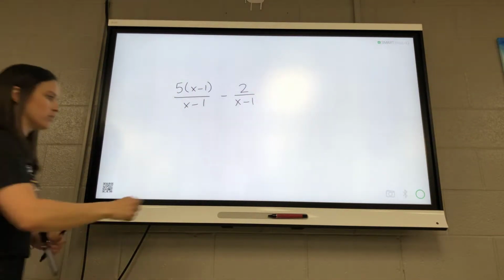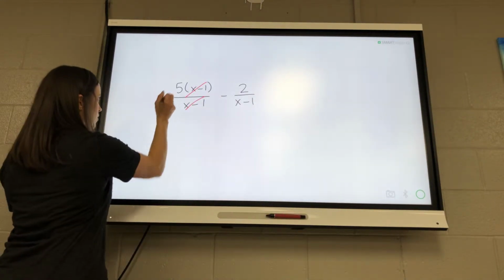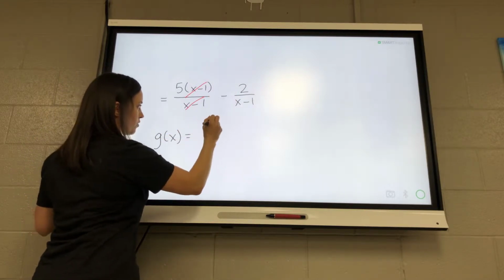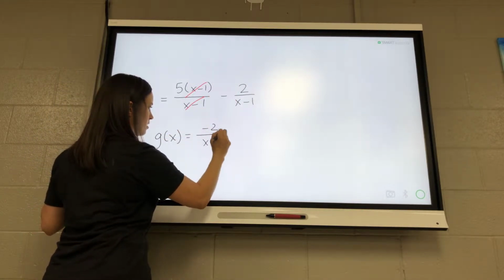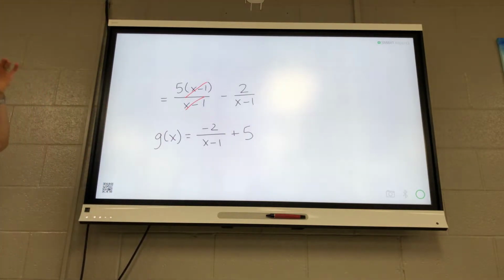Okay, so we had canceled this. We were looking for g of x. So we have g of x, we have our -2 over x minus 1 plus 5. We're getting to the same form as the long division, so on the test, I don't care how you do it. Okay? Either way, whichever way is easier for you.